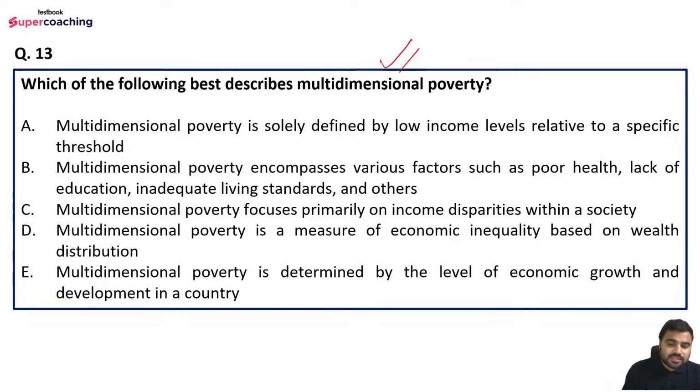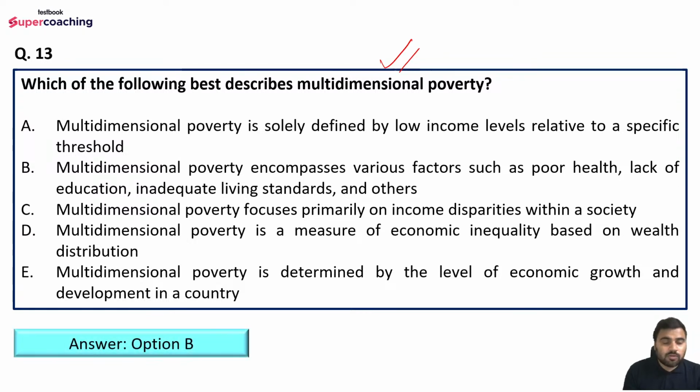So the right answer of this question would be option B, that is, multidimensional poverty encompasses various factors such as poor health, lack of education, inadequate living standards and others. तो यहाँ पे जो poverty है वो किसी एक डायमेंशन के चलते नहीं है. For example, you are not having a regular source of income, this can be a single dimension, right? But here the poverty is because of different multiple dimensions, ठीक है?